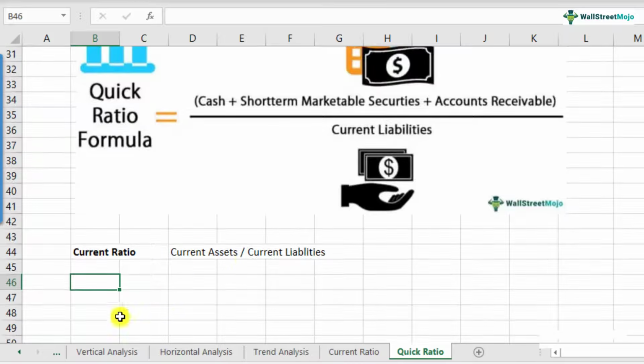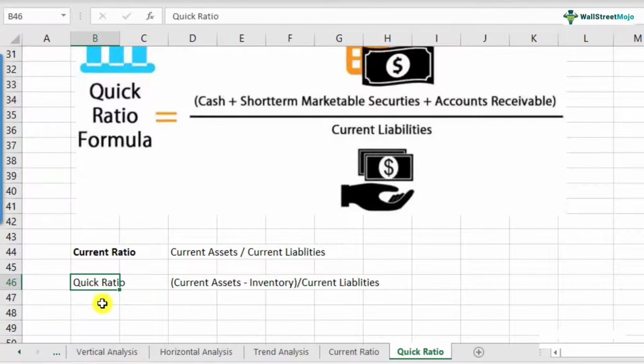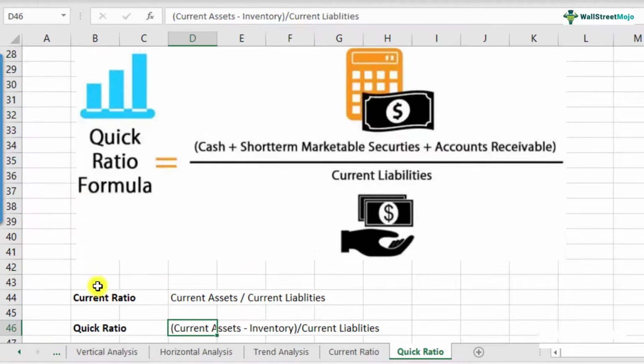The formula for quick ratio can also be written like this: quick ratio equal to current assets minus inventory, divided by current liabilities. So we are saying that we should not include inventory. What is the reason why we are not including inventory in the numerator? The answer lies in the way we define this ratio. It's called quick, right? So what we are assuming is how quickly we can convert the current assets into cash.